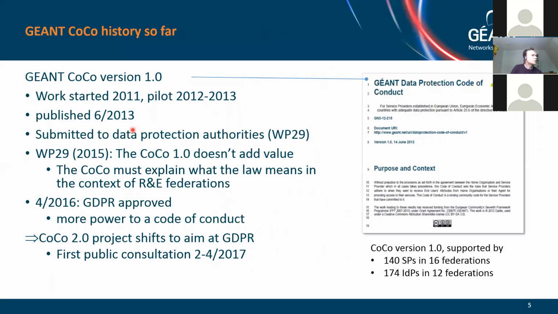So the short history of the GÉANT CoCo started more than 5 years ago. The first version 1.0 was published nearly 5 years ago, in June 2013, you can see it on the right-hand side. It's the CoCo version 1.0, which is the one we currently use in the context of eduGAIN. And I just checked the eduGAIN entity database. Currently there are 140 service providers who have committed to the Code of Conduct 1.0 and 174 IDPs who indicate that they support attribute release to those SPs that have committed to the Code of Conduct.